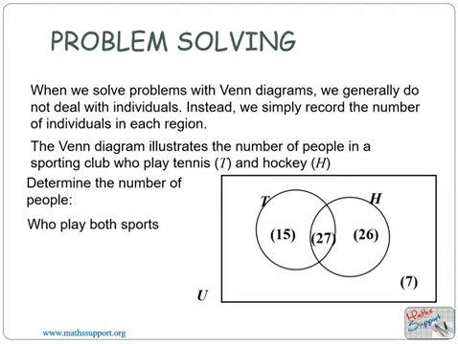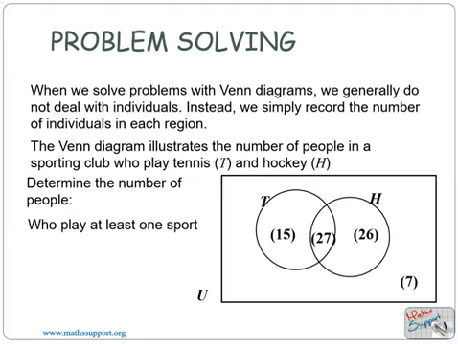Next question. Number of people that play both sports. We can see from the intersection that there are 27 people that play both sports. Who play neither sport? We see there are 7 that play neither sport.